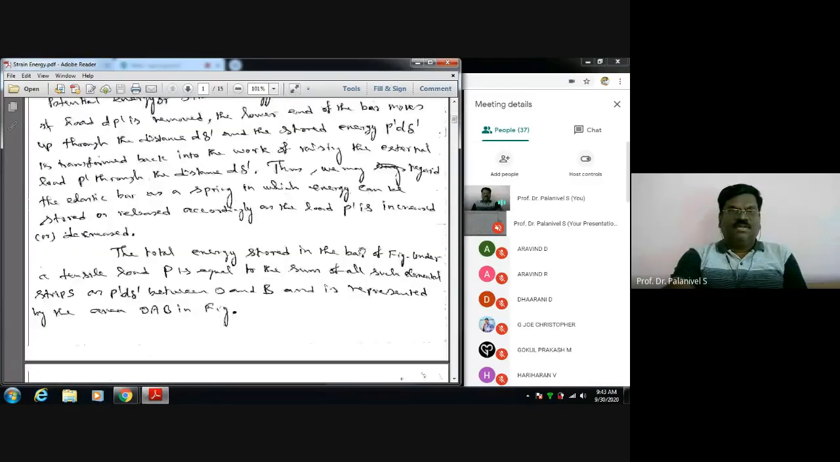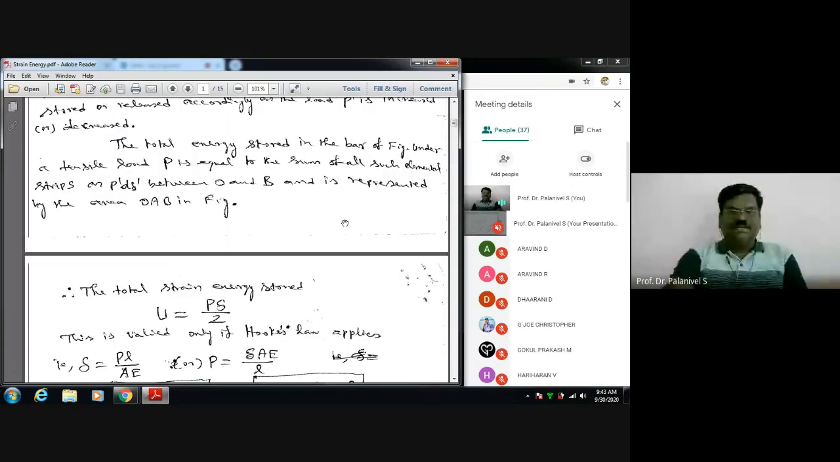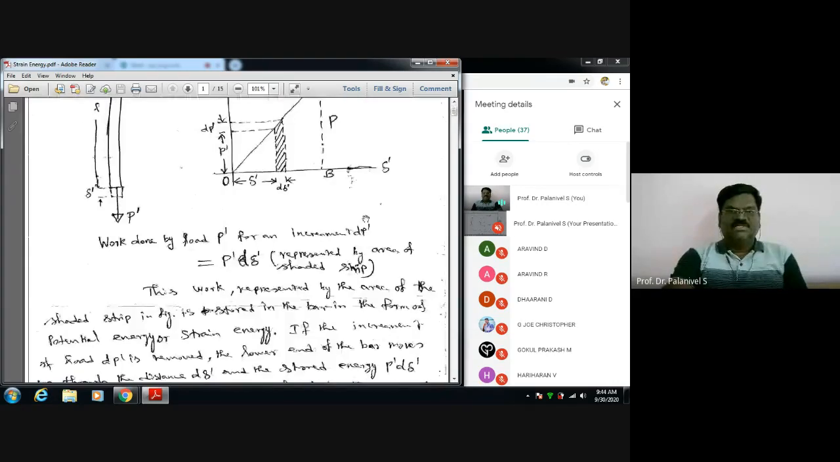So the total strain energy stored U equals the area here. How do you get this area? This is P, this is del. What is the area of this triangle? It is half P del, isn't it? Base is del, vertex is capital P. Therefore, the area of this triangle is half P del. That is the total energy stored.